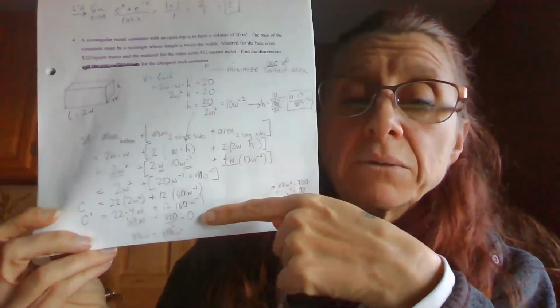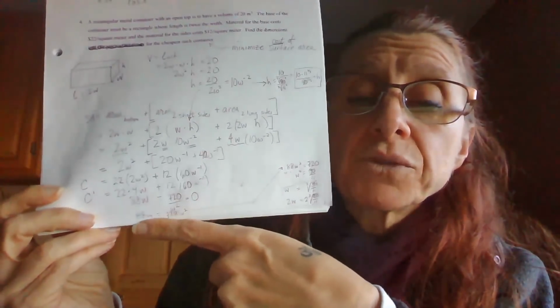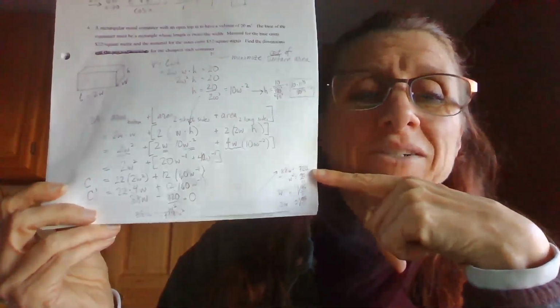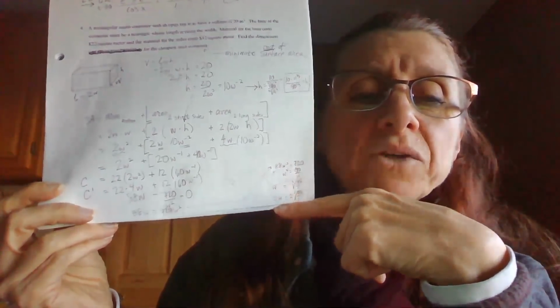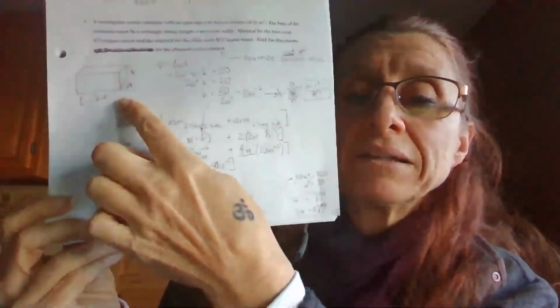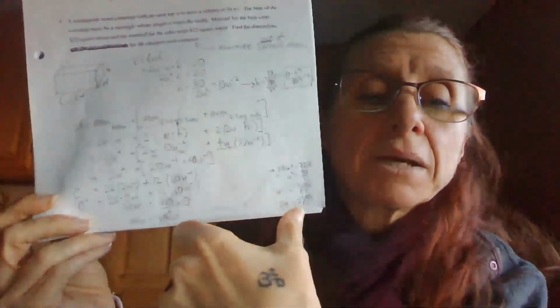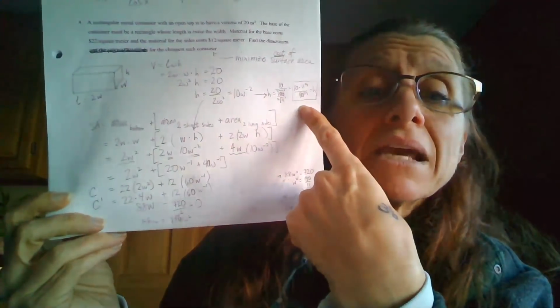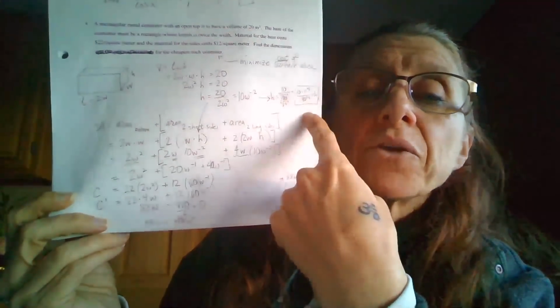Took the derivative, set it equal to 0, solved for W, however beautiful that was. And once I knew what W was, I multiplied it by 2 to get the second dimension. And then I plugged W back into here. That's what this mess is, and that gave me the third dimension.